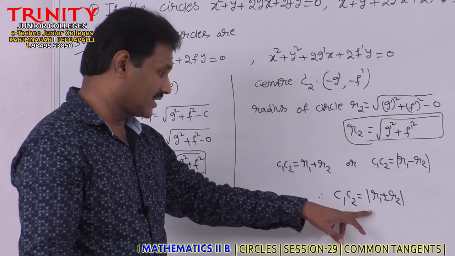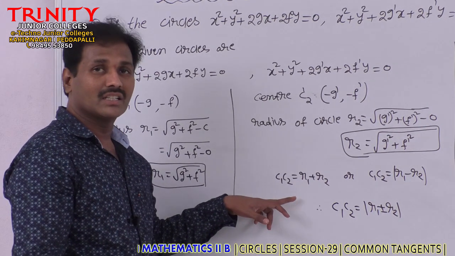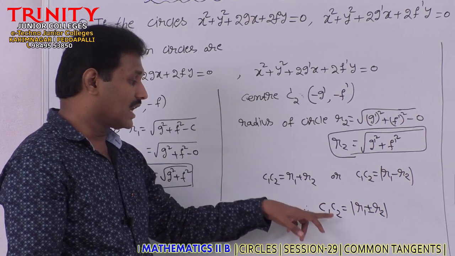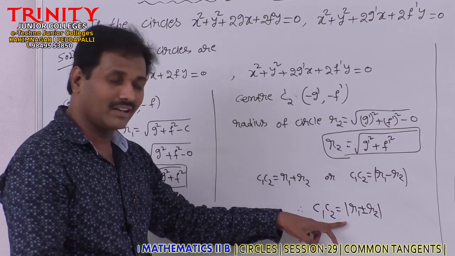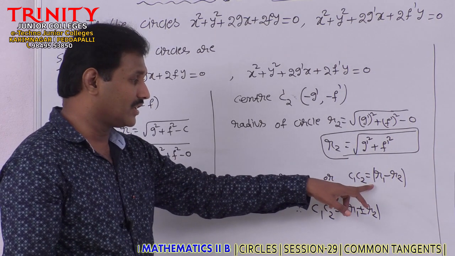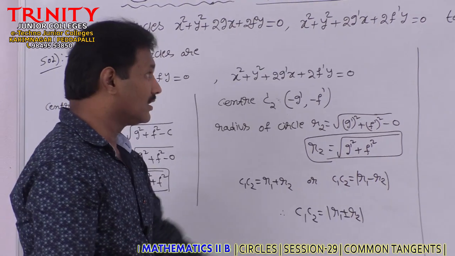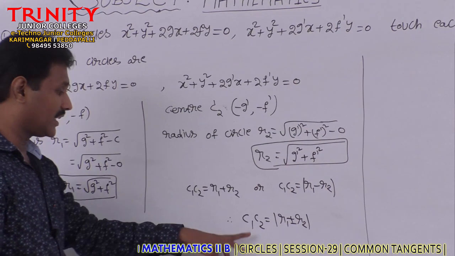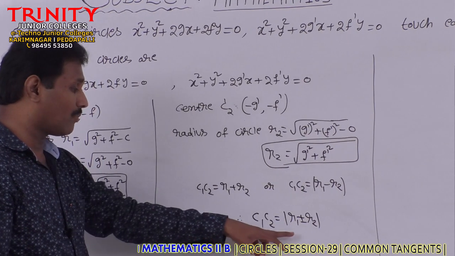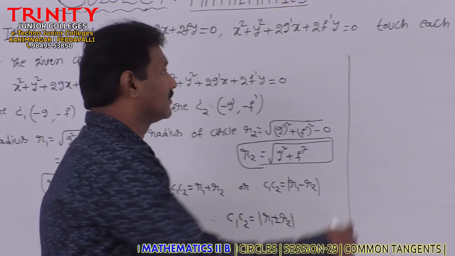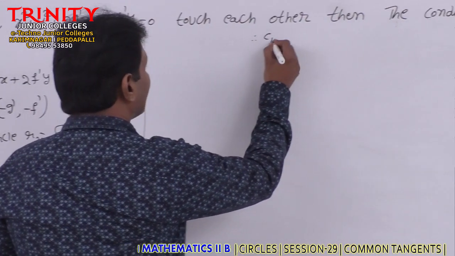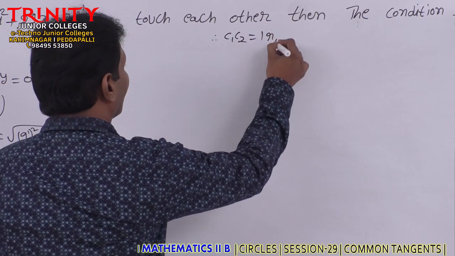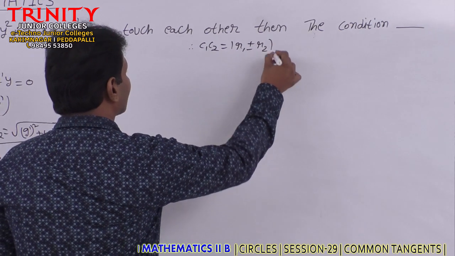The circles touch each other externally: the condition is C1C2 equal to R1 plus R2. The circles touch each other internally: the condition is C1C2 equal to modulus of R1 minus R2. Here the circles touch each other, then we take the condition C1C2 equal to modulus of R1 plus or minus R2.